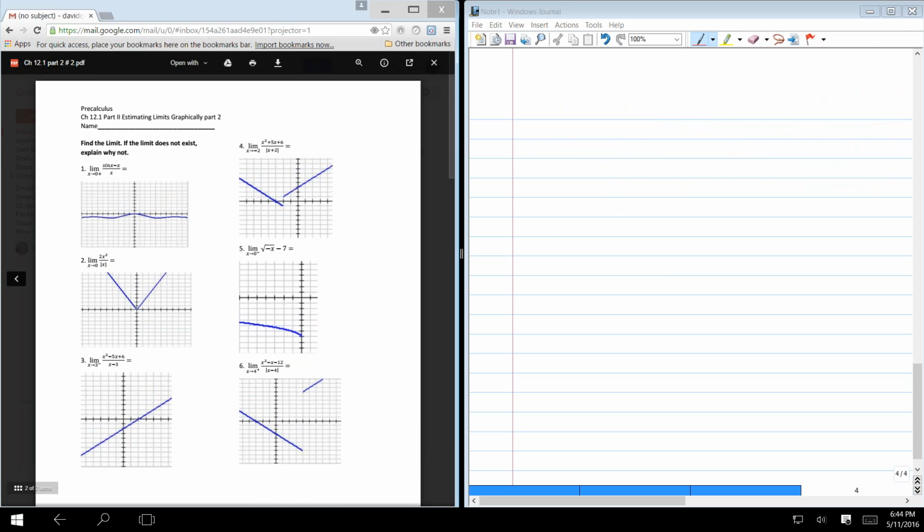Well, it's not messing up. I mean, limits are hard. Compared to any other math you've ever had, limits are different. So you've got to kind of get used to it.